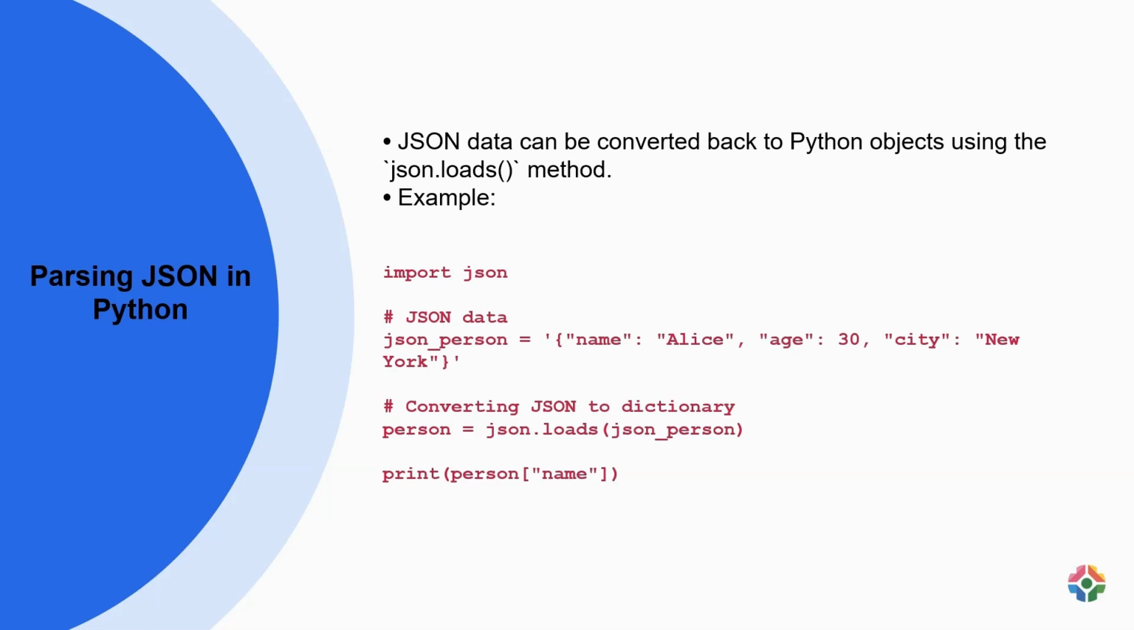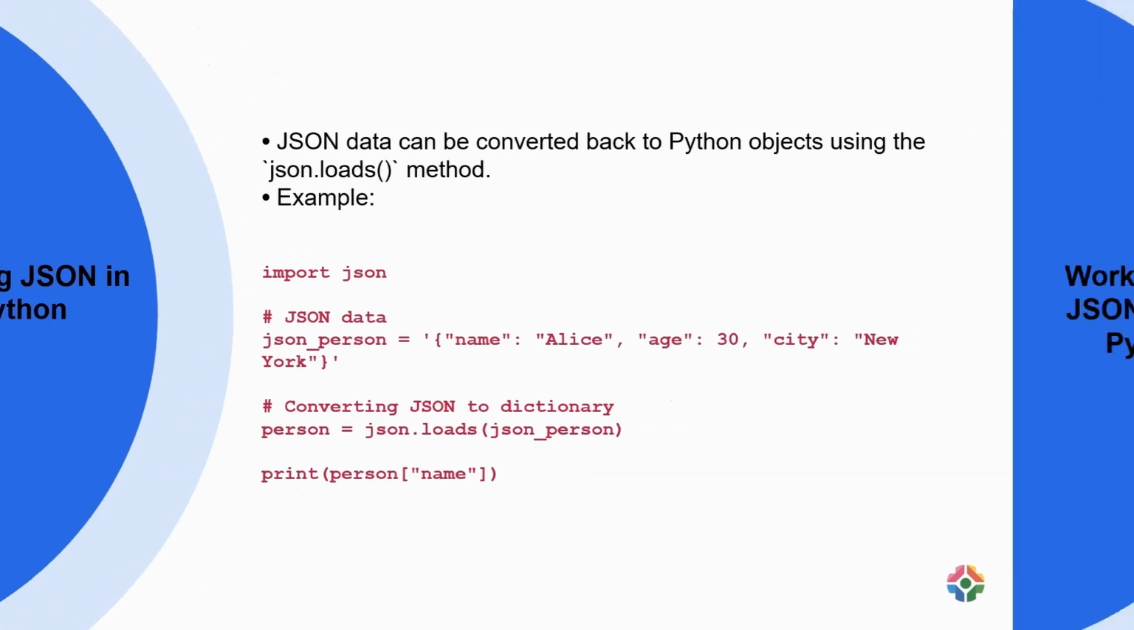In the provided scenario, json_person contains a JSON string representing person data. By applying json.loads json_person, the JSON string is converted to a Python dictionary stored in the person variable. Subsequently, accessing person name retrieves the value Alice from the dictionary.